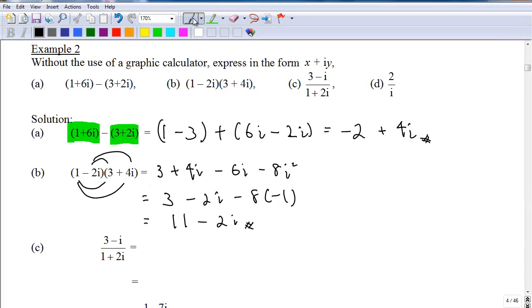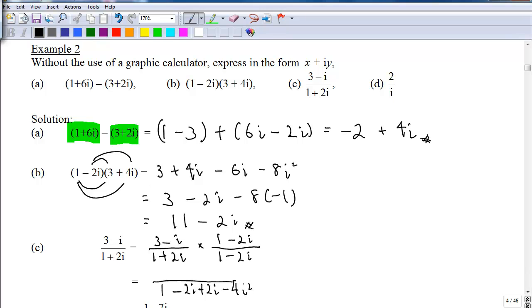Now for C, we want to divide two complex numbers. And the trick is again to look at the denominator. Now the denominator is 1 plus 2i. So we will multiply top and bottom by the same number, but with a different sign in front of the imaginary part. Now what this will do is remove the i from the denominator. So you have 1 minus 2i plus 2i minus 4i squared. At the top we have 3 minus 6i minus i plus 2i squared.